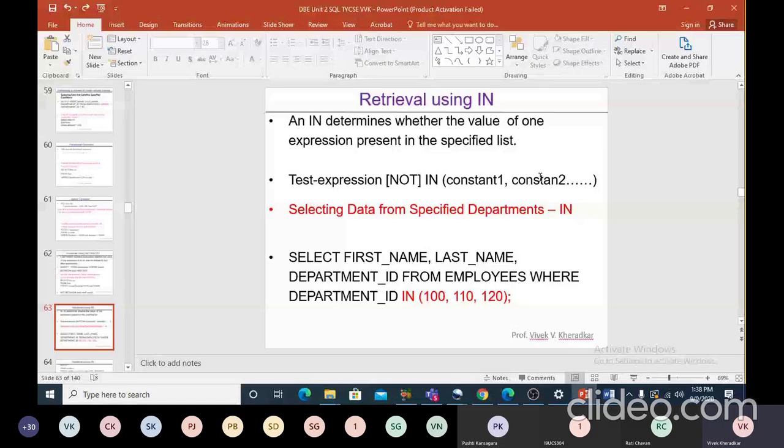Okay, so for example, I want to display all the employees who belong to either department 100, 110 or 120. So instead of using the or 3 times, with multiple conditions on department ID 100, department ID 110 and department ID 120 combined by using or, you can use the in also. So the query is select star from employee where department ID in 100, 110 and 120.